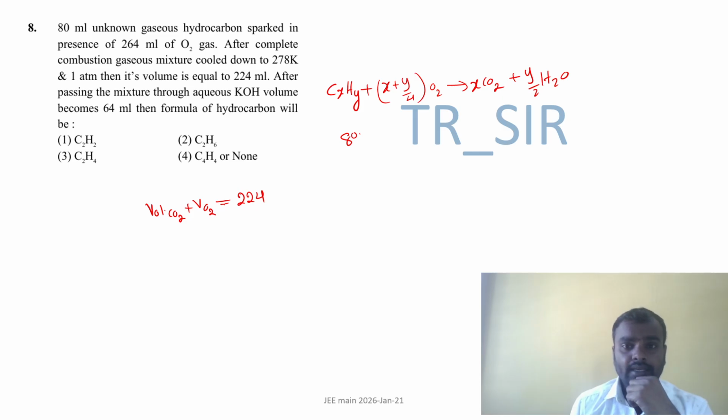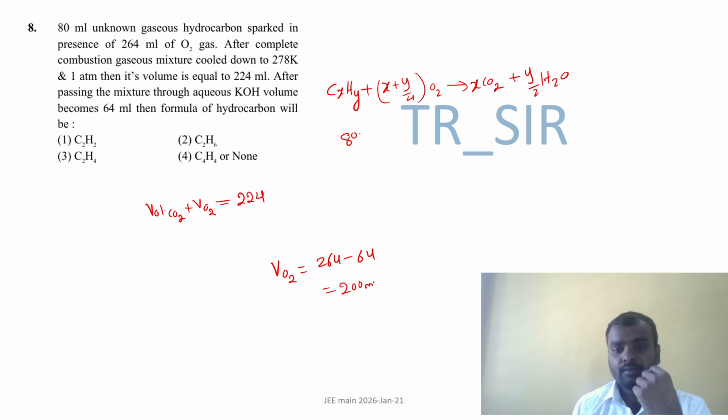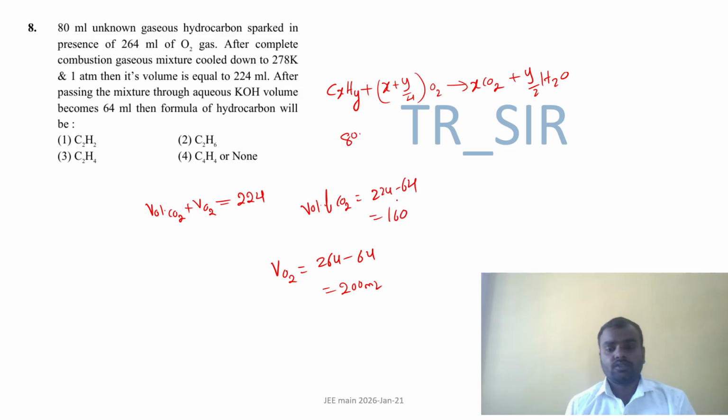Then what to do here? How much O2 gas do we have? The volume of O2 is equal to 264 minus 64. So how much will we get? 200 ml of O2 will come. Then the volume of CO2 will be equal to 224 minus 64. You'll be getting 160. So that's how you are getting the case.